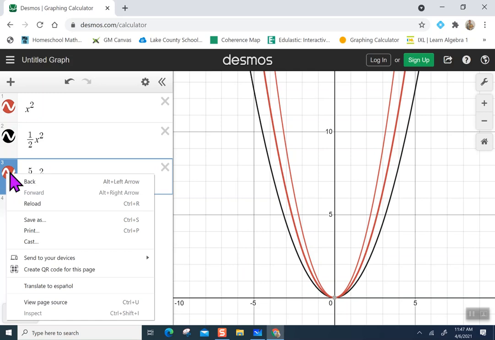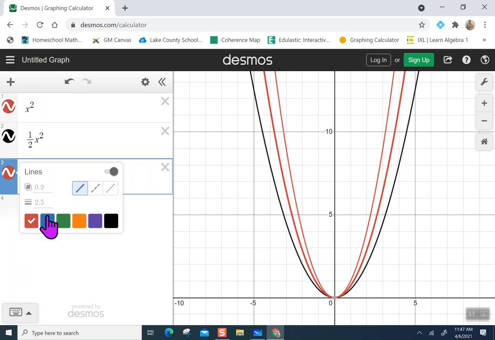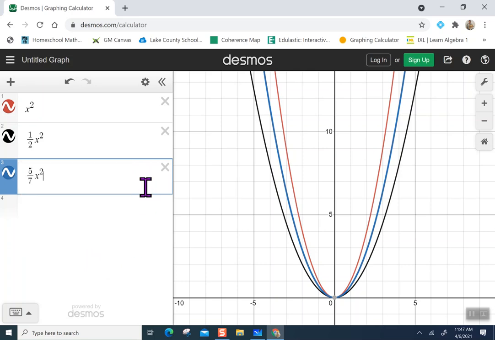Okay, let's go over here. Let's touch this guy for a few seconds. And let's change it to, I don't know, blue. Okay, there we go. Again, red is the parent graph. Blue is a little bit further. The 1/2, which is black, is a little bit further.